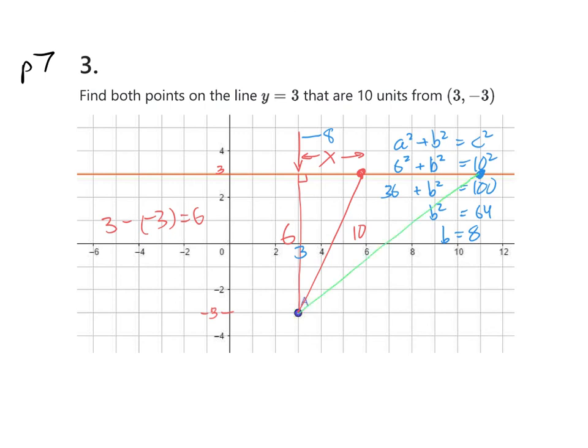Sorry about the mess up here. And if we're going to go 8 back this way, then we start at 3, we go back, we can subtract. 3 minus 8 is -5. So here's where that point is. So the 2 points are -5, 3, and 11, 3.